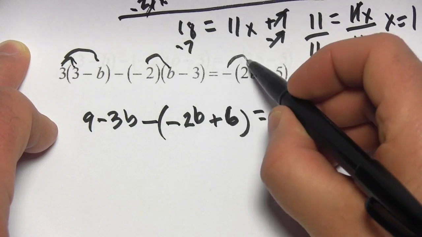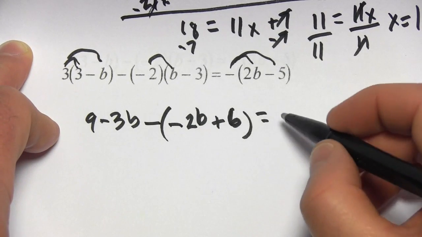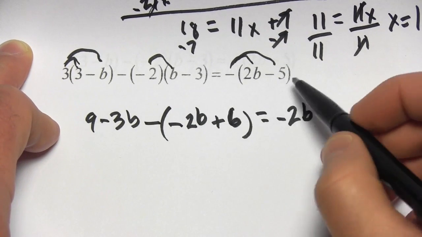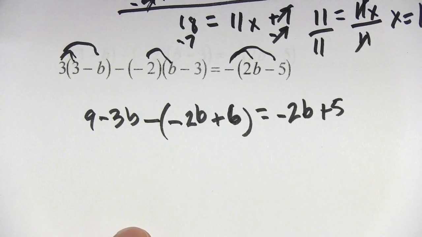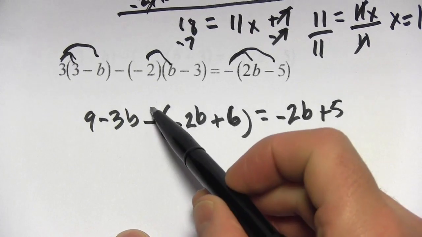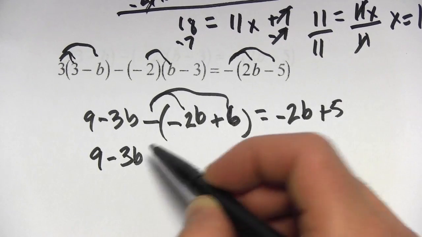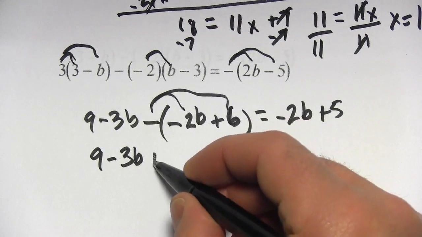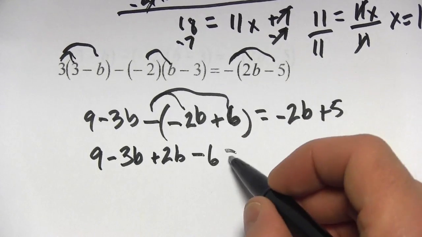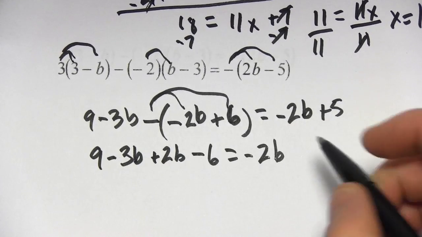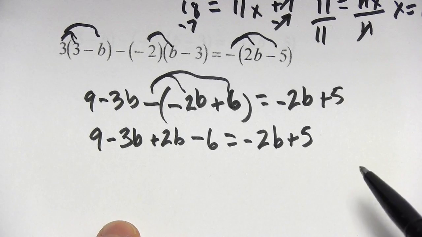And then here we have a negative sign to distribute, so it's just going to flip the signs of what's inside the parentheses. So negative sign times 2b is negative 2b, and negative sign times a negative 5 is a positive 5. All right, and let's see. We can distribute this last negative sign here. So this is going to be 9 minus 3b. And then a negative negative 2b is a positive 2b. And a negative times a positive 6 is a negative 6. And that equals negative 2b plus 5. All right, I think we've done all our distribution now. Hopefully we've done that correctly.